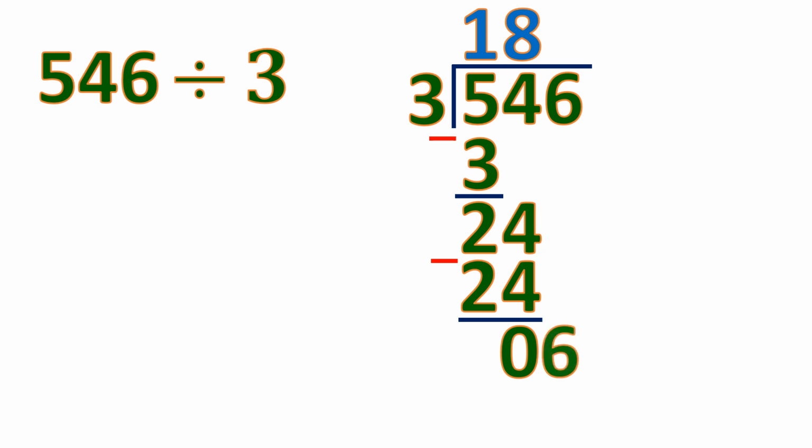Then we bring down 6, which is the last number to bring down. Then we divide 6 by 3. So we find a number that, if you multiply, will give you 6, which is 2, because 2 times 3 is 6. Then subtract: 6 minus 6 is 0. And there's no more number to bring down. So the final answer is 182. That means the quotient of 546 divided by 3 is 182.